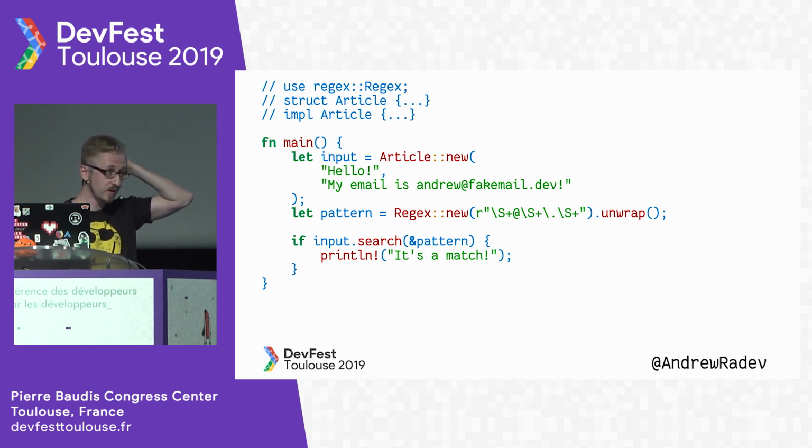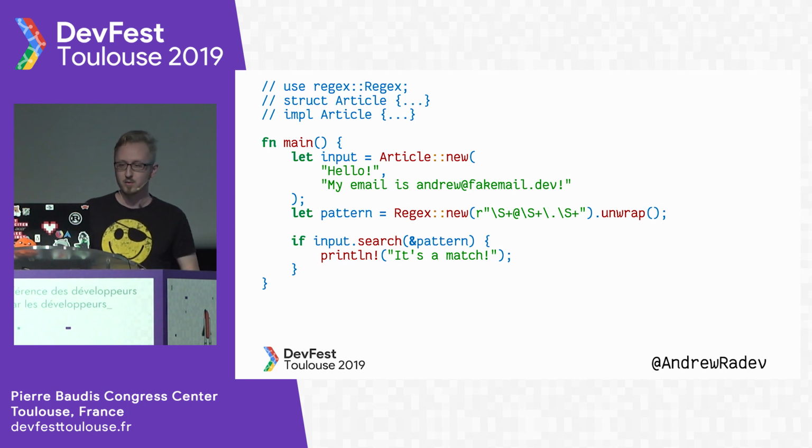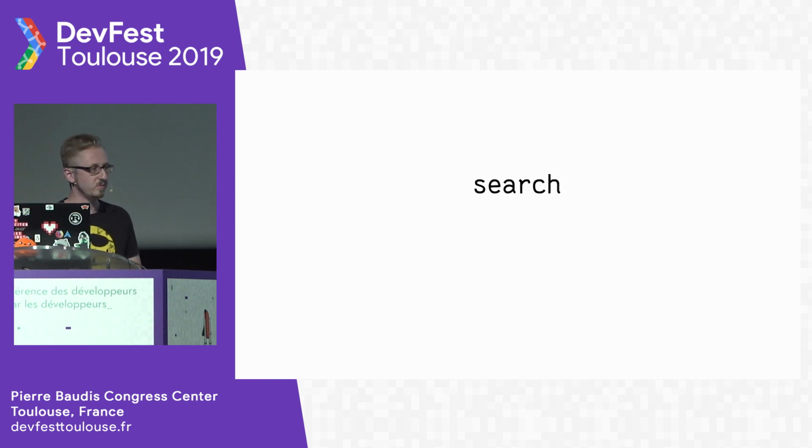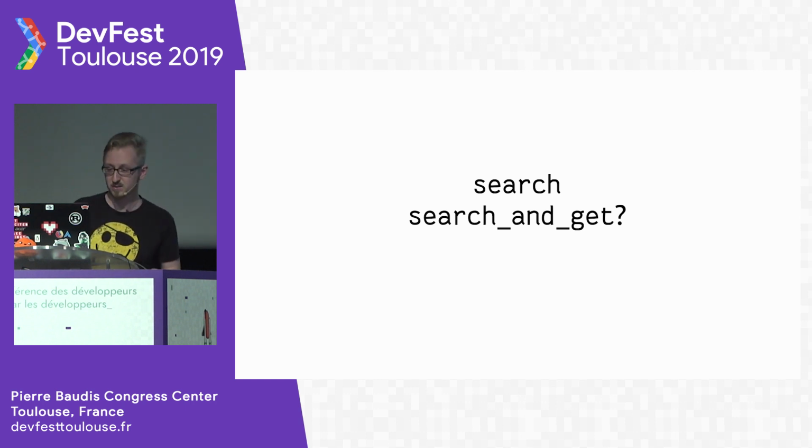That would be great, right? But I would like to have both. I would like to have this one method that returns the actual match, and this one method that just checks if it's there. So what do I call the one that returns the match? I mean, I got the boolean one being called search. I guess the one that returns the match could be search and get. That's a bit clumsy, not very SRP, I guess.